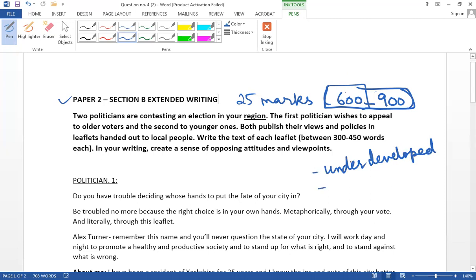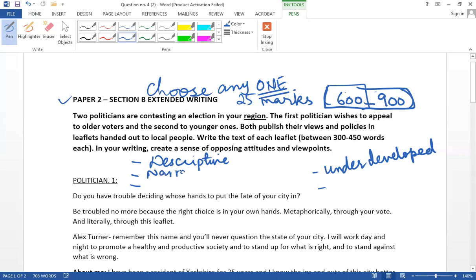Another thing I need to work out with this style of question: extended writing means you are given a choice of styles. It can be descriptive. These are the styles of writing which will be given, and you need to choose any one style of writing. So it could be descriptive, narrative, discursive, for example, you're discussing, or argumentative. These styles of writing will be ranging, and you need to choose any one of the topics.